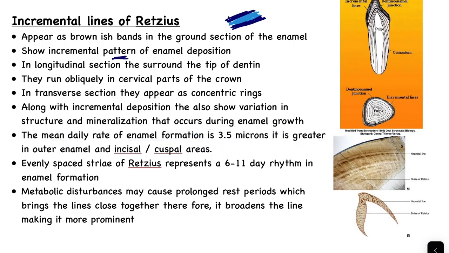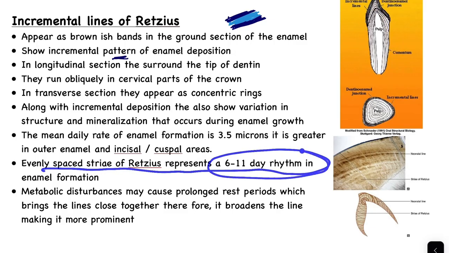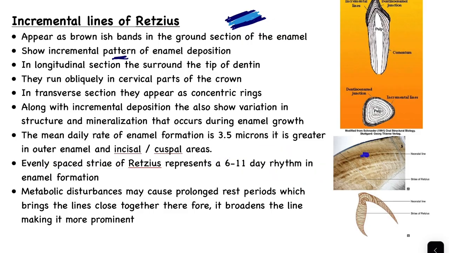The daily mean rate of enamel formation is 3.5 microns. So this is how much enamel is formed daily. It is greater in the outer, incisal and cuspal region. So in the outer region and the incisal region, the enamel is formed faster. Evenly spaced striae of Retzius represent a 6 to 11 day rhythm. So these gaps you see in here, every band, represents a period of 6 to 11 days.